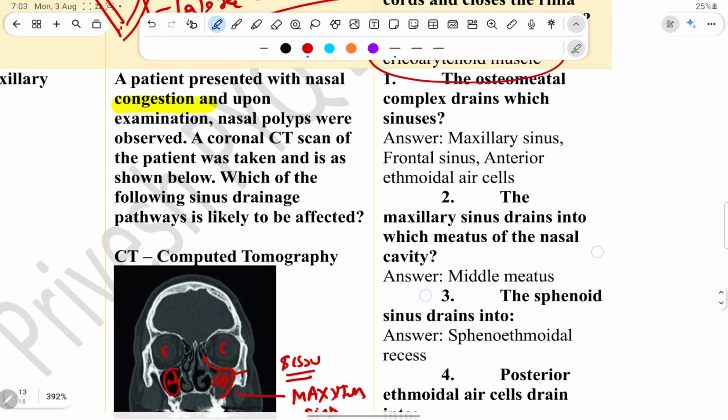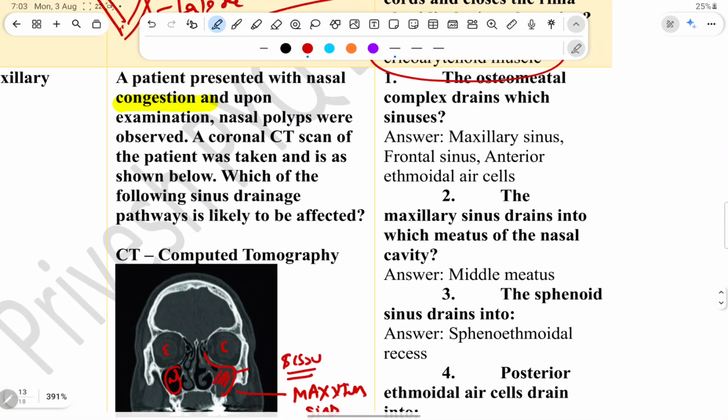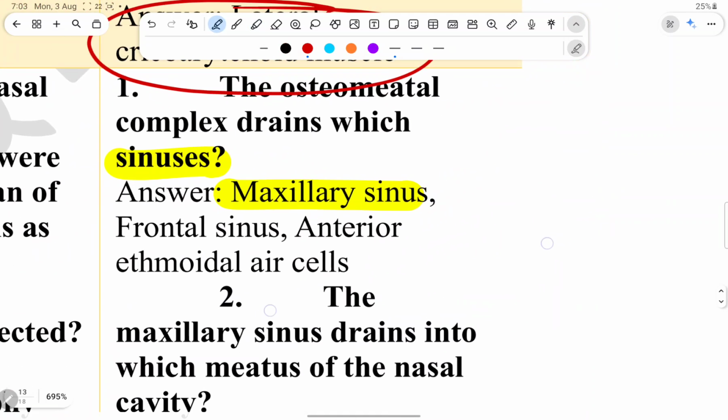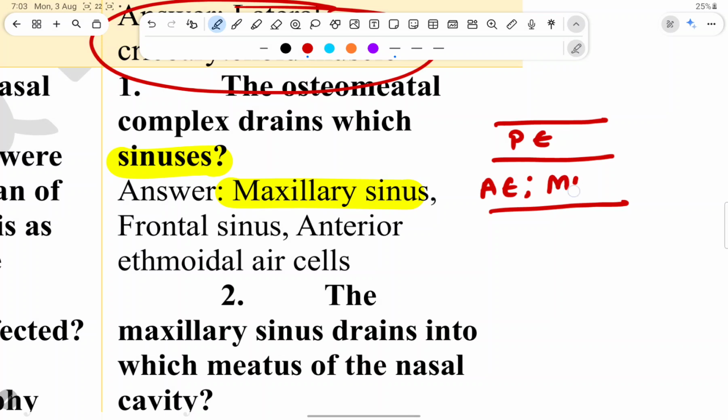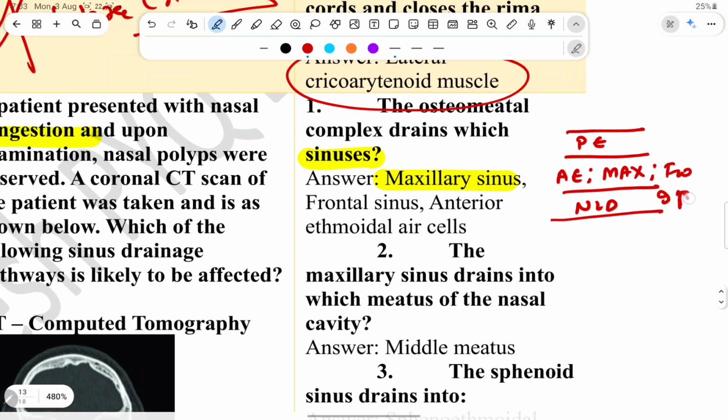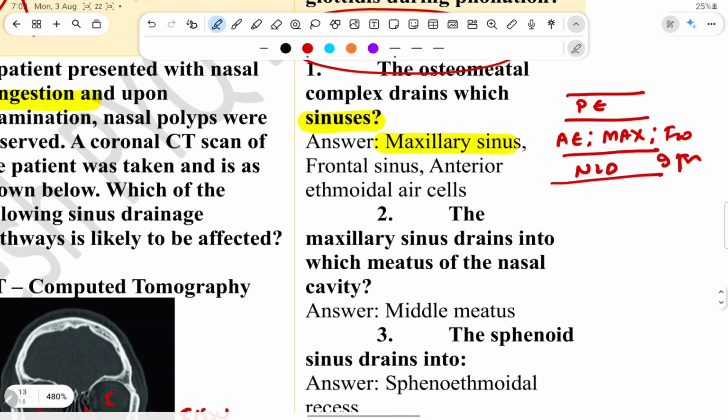Next, the osteomeatal complex drains which sinus? Maxillary sinus. We can see the location of the ostia. Posterior ethmoidal opens above. Next are the anterior ethmoidal, maxillary, and frontal. And lower opens the nasolacrimal duct in the inferior meatus, the opening of the nasolacrimal duct.